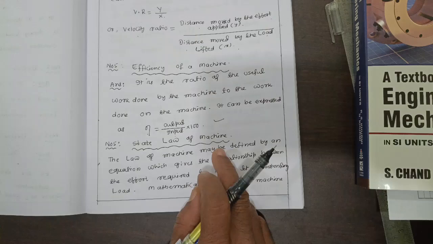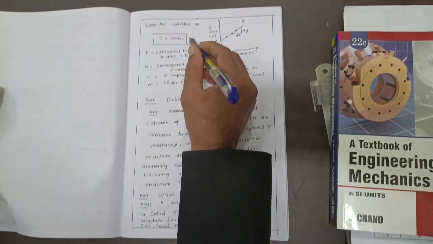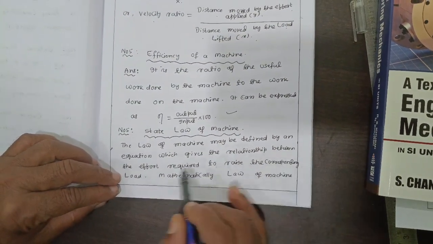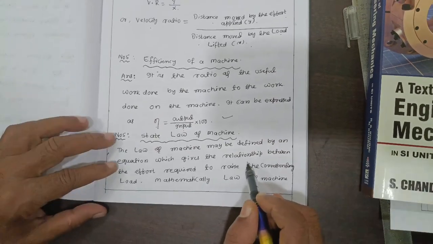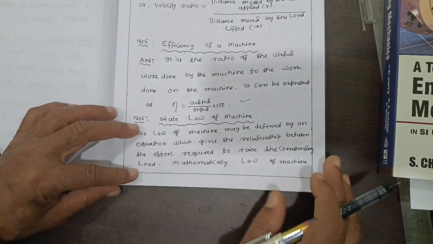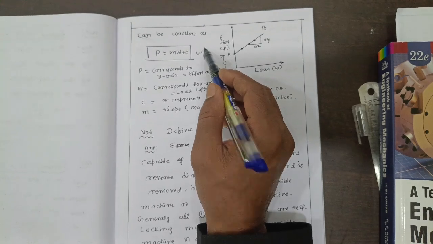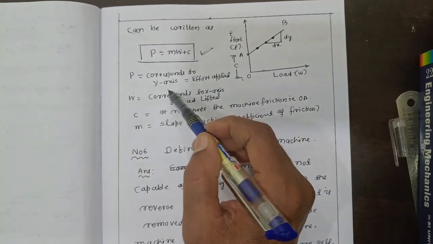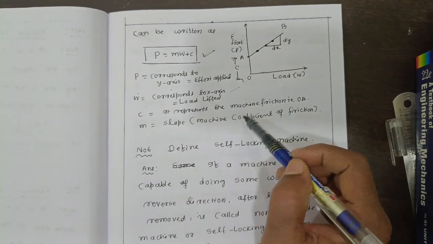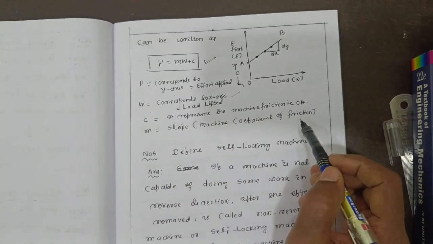Then law of machine. Actually law of machine is written as P is equal to MW plus C. Law of machine may be defined by an equation which gives the relationship between the effort required to raise the corresponding load. Mathematically, law of machine can be written as P is equal to MW plus C, where P corresponds to y-axis, W corresponds to x-axis, C represents the machine friction, that is OA, and M is equal to slope, the machine coefficient.